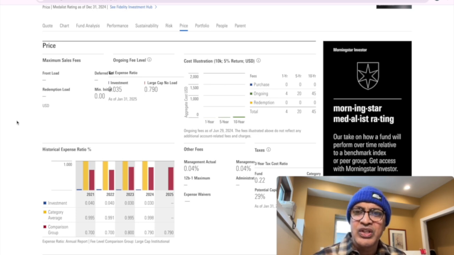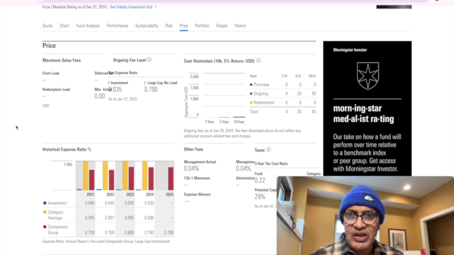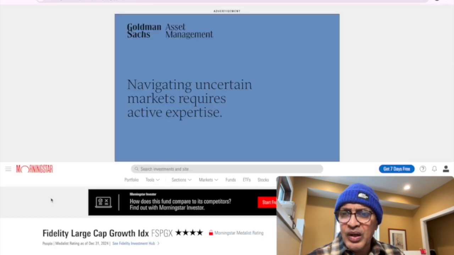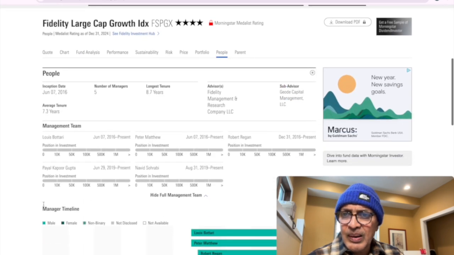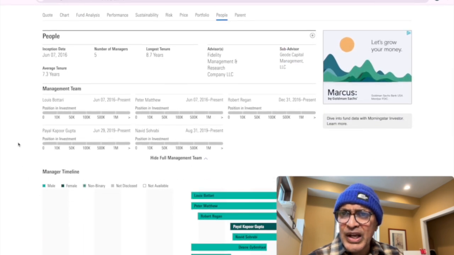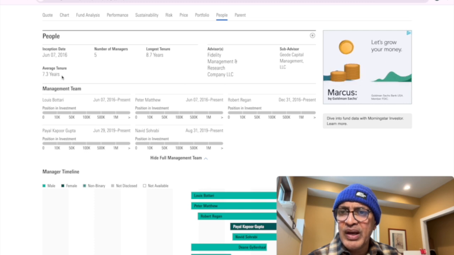My general advice to you is go buy into no-load funds. Don't pay any front load fees. So if you see any front load here, avoid those funds. Chances are you're not going to recuperate that cost anyway. Click on people. It just talks about the fund managers. The average tenure for this fund manager is 7.5 years.